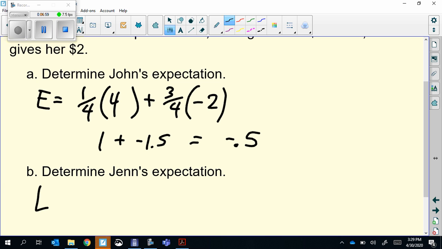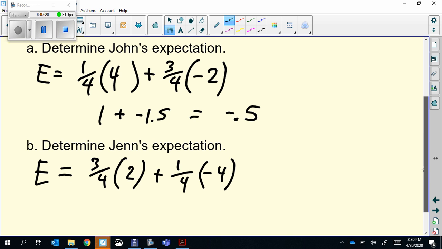Now we can look at it the other way, and maybe you could just use a little common sense and come up with the answer. But Jen's expectation would be that 3/4 of the time she will gain $2, and 1/4 of the time she will lose $4. So the math really is going to work out the same here. This is going to be 1.5, and this is going to be -1. So hers would be a plus 0.5 or 50 cents.